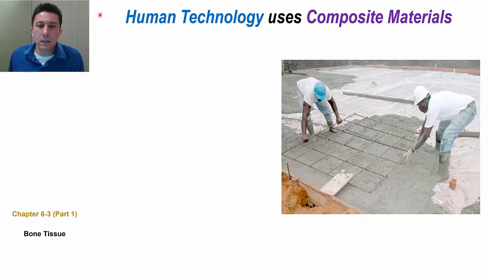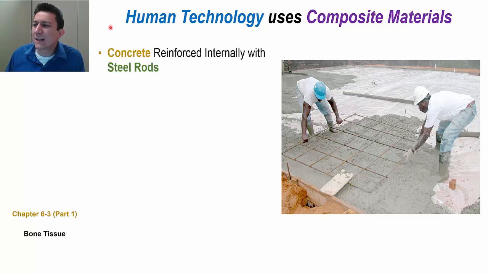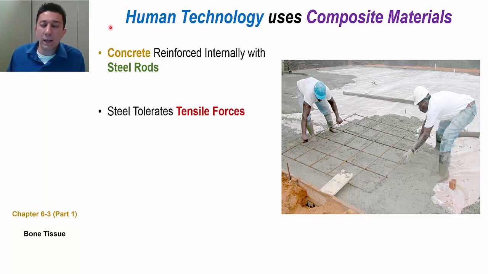Not only do we see composite materials being used in biological systems, human technology makes use of many, many different composite materials. The example that I'm going to give you is a concrete foundation which we reinforce with steel bars or rebar. Concrete is typically reinforced internally with a number of steel rods. Steel we can make ropes out of, or cabling, I should say. So steel tolerates pulling forces and tensile forces very well.